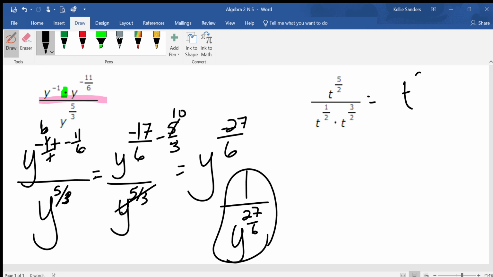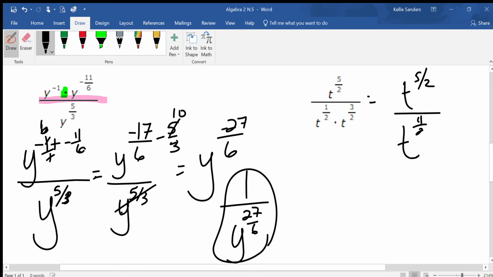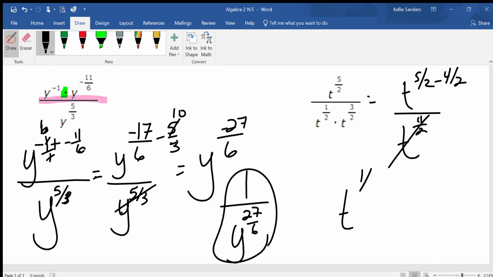We have one more. This time, we're going to leave the 5 over 2 on top and put the ones on the bottom together. 1 plus 3 is 4 over 2. And then I'm going to subtract 4 over 2 from the top. And 5 minus 4 is 1, so it's 1/2. 1/2 is positive, so it's not going to go to the bottom. So you're going to be finished.